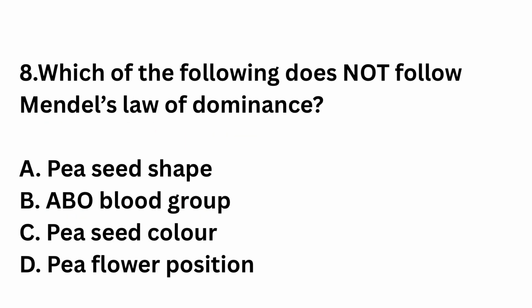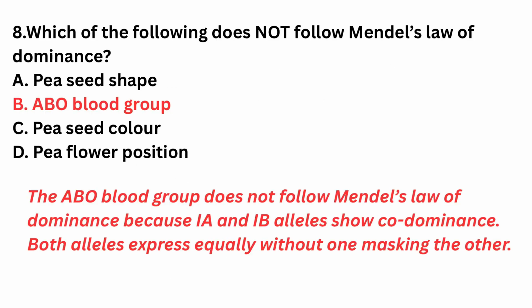Question number 8. Which of the following does not follow Mendel's law of dominance? Pea seed shape, ABO blood group, pea seed color, pea flower position. The right answer is option B, ABO blood group. The ABO blood group does not follow Mendel's law of dominance because IA and IB alleles show codominance. Both alleles express equally without one masking the other.